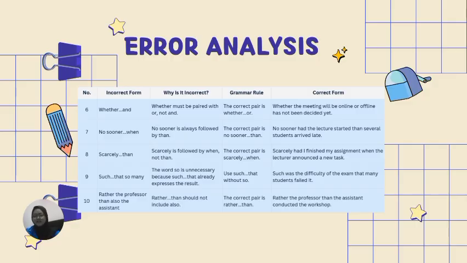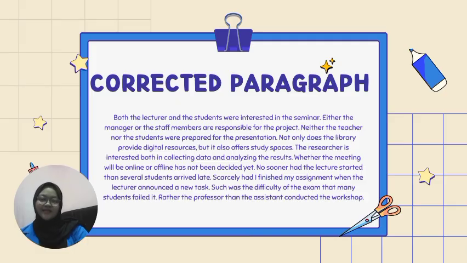The ninth sentence contains "such, that so many." The word so is unnecessary and should be removed. The last sentence uses "rather than also." The word also should be omitted because the correct pair is simply rather than. After making these corrections, the paragraph becomes grammatically accurate.